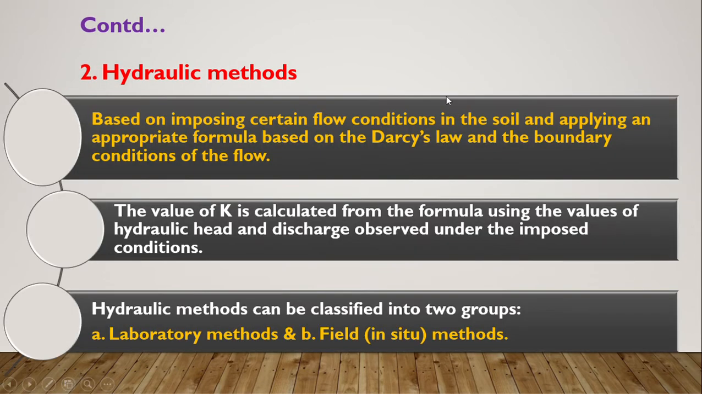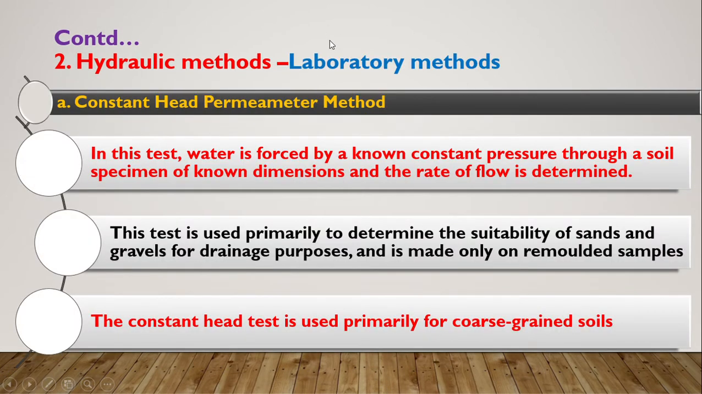So, hydraulic methods. Hydraulic methods are mainly based on imposing certain flow conditions in the soil and applying an appropriate formula based on Darcy's law and the boundary condition of the soil. Compared to the correlation method, the hydraulic method has a certain procedure and certain equipment or device to measure the hydraulic conductivity. That is the difference between the hydraulic and correlation methods. There are two types, laboratory and field methods. We will see each of them, starting with the laboratory method.